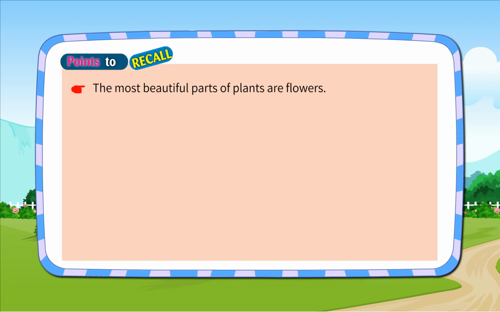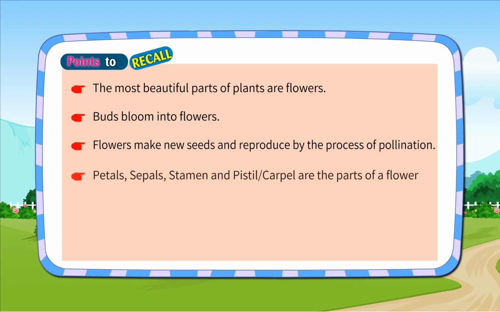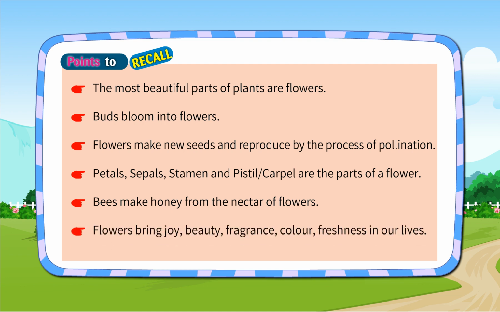Points to recall. The most beautiful parts of plants are flowers. Buds bloom into flowers. Flowers make new seeds and reproduce by the process of pollination. Petals, sepals, stamen and pistil or carpel are the parts of a flower. Bees make honey from the nectar of flowers. Flowers bring joy, beauty, fragrance, color, freshness in our life.